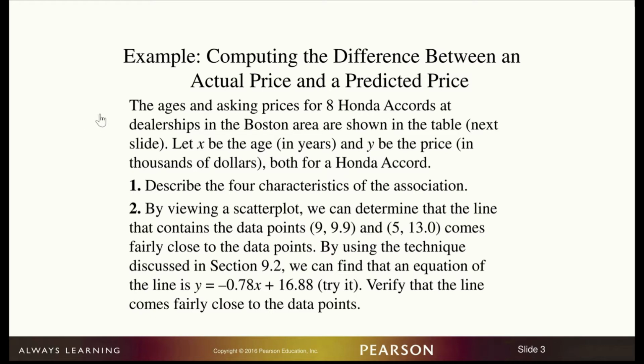So here we're going to be looking at a table of data which is going to show us the ages and asking prices for 8 Honda Accords at a dealership in Boston, and let X be the age in years and Y be the price in thousands of dollars. And we're going to first of all take a look at the data that's given in a scatter plot. From that, we're going to decide the 4 characteristics, right?